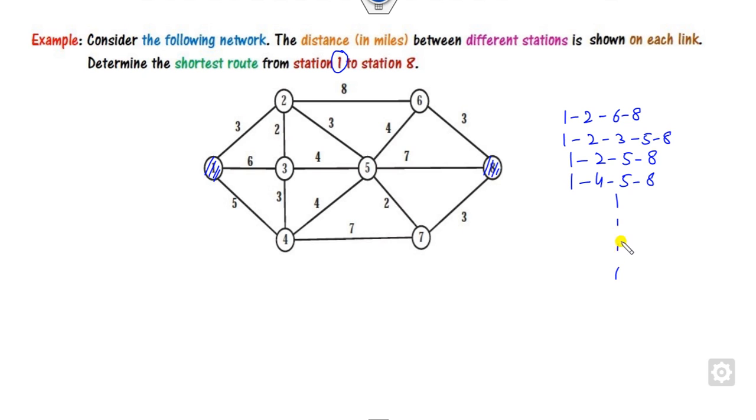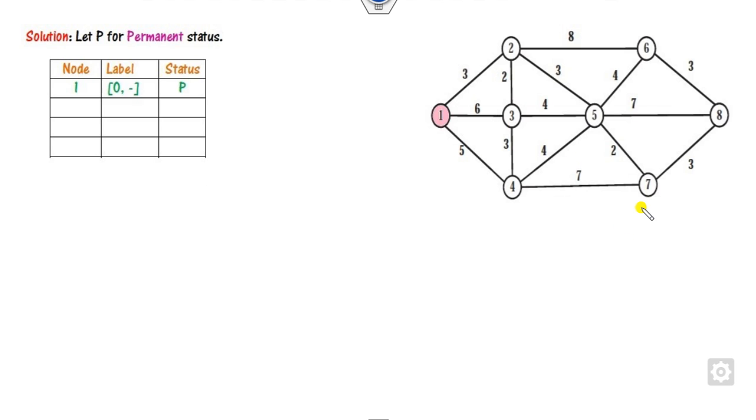Among all of them, which one is the minimum distance? Let's say we can start from node 1, and let P represent the permanent node. Our target is to make all those values permanent. How can we make that? Let's start with node 1 as 0, and its status is permanent.